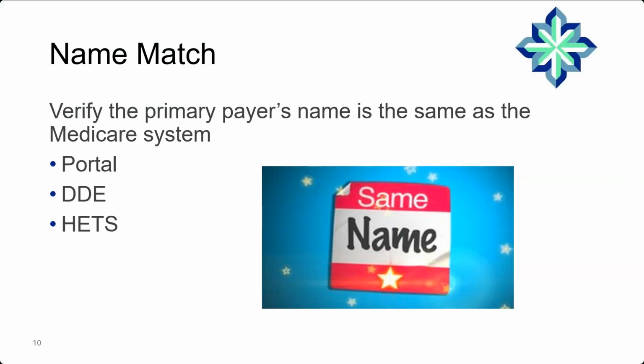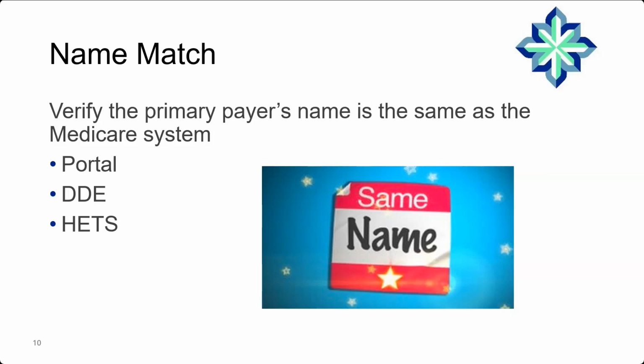One of the biggest questions we get asked is, does the name have to match? We're not talking about the patient name. What we're talking about is, does the primary payer's name have to match what's in the Medicare system? And the answer is yes. If the Medicare system uses Blue Cross Blue Shield, you need to use Blue Cross Blue Shield. Don't use BCBS. If it is Blue Cross or Blue Shield of an in-service state, that's what you want to keep.